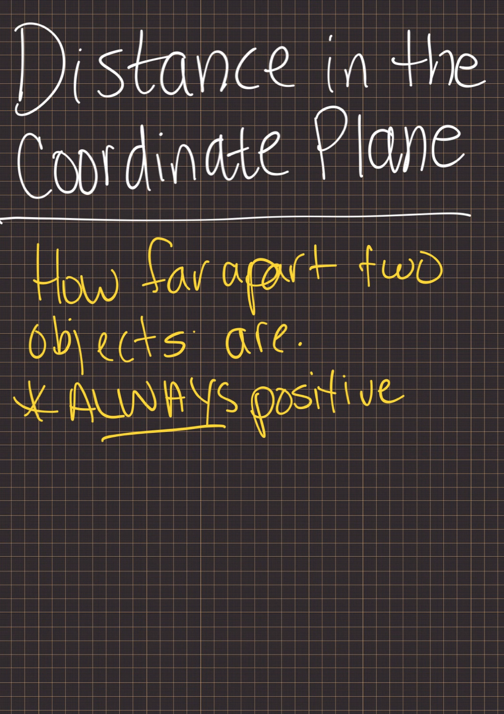And for distance in the coordinate plane, when we get to diagonals, we are going to use our Pythagorean theorem. So we have a squared plus b squared equals c squared. Keep that in mind and make sure to memorize that formula.